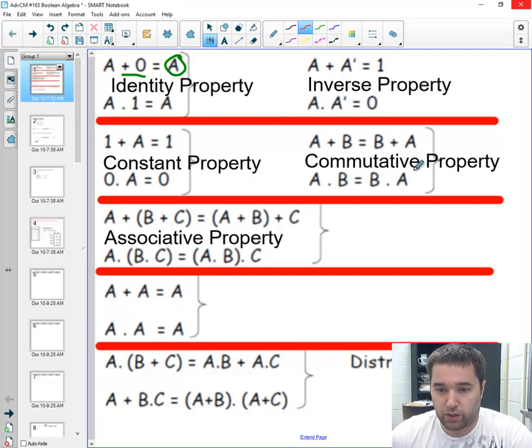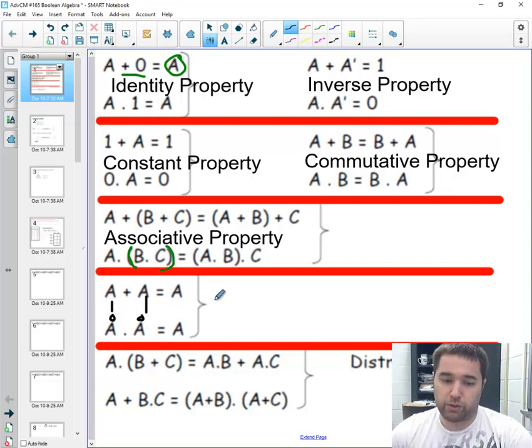Commutative property also maintains. You can change the order. A plus a equals a, and a times a equals a, because 1 plus 1 equals 1, and 1 times 1 equals 1. Same as 0 times 0 equals 0, and 0 plus 0 equals 0.